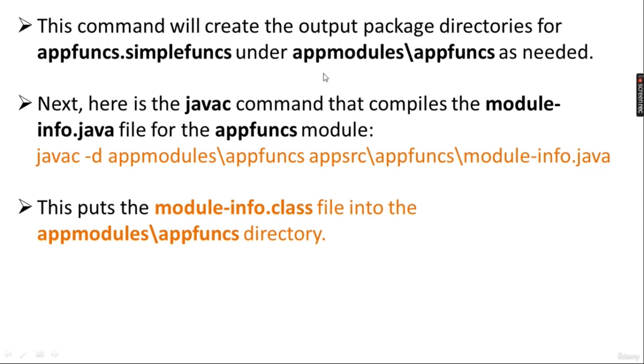Now we will see the javac command. Here is the javac command that compiles the module-info.java file for the app functions module. So how to write this command? javac -d app modules app functions, app source app functions module-info.java. This puts the module-info.class file into the app modules dot app functions directory that we have provided. After compiling module-info.java with javac, it will create module-info.class, and that class file will be put in app modules dot app functions.